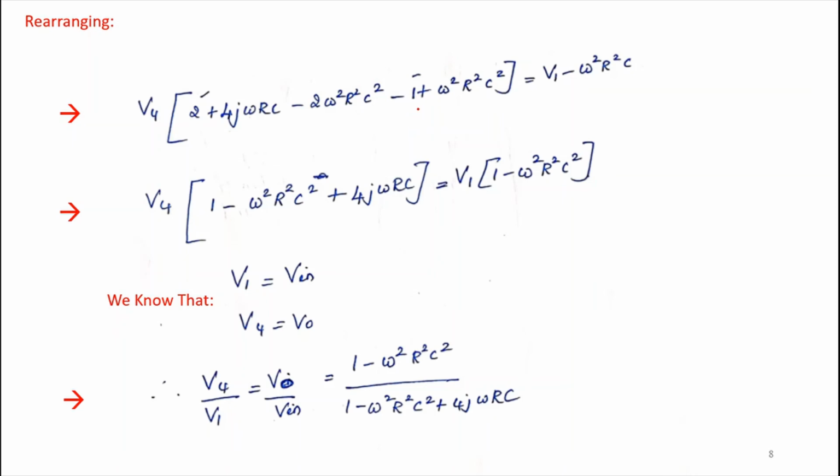Okay, so minus 1 plus omega squared r squared c squared, because V4 was taken as a common term outside. So if you just cancel the common term, 2 minus 1 will be 1. And this value, if you see, is minus 2 omega squared r squared c squared, and this value is plus omega squared r squared c squared. So you can combine these two values and you will get minus omega squared r squared c squared. So it will be just 1 minus omega squared r squared c squared plus 4j omega rc.